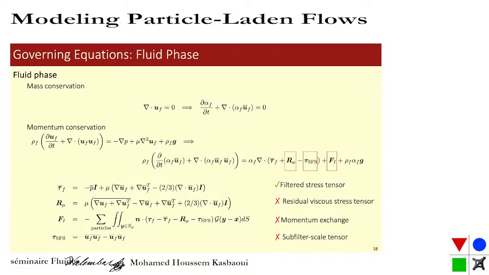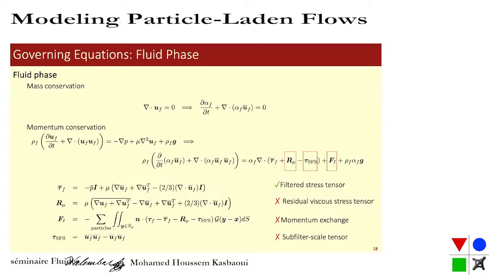There is this vector here, that's the momentum exchange term. I'll talk about that a lot today. It's also unclosed because it contains the unfiltered total fluid stress. And I also have a subfilter scale tensor, because this filtering operation is similar to what you get when you do an LES, where you get the subgrid scale tensor. So basically, it's the same thing here with a slight difference coming from the volume fraction.